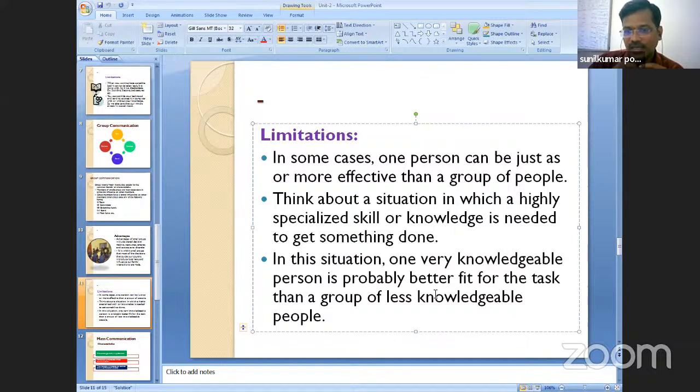The second limitation is, think about a situation in which a highly specialized skill or knowledge is needed to get something done. In this situation, one very knowledgeable person is probably a better fit for the task than a group of less knowledgeable people. Is it clear? Obviously, we know in a group some may be active, some may not be active. They accept whatever decision is taken by one or two people, either the chairman or the leading persons in the group. They accept it automatically. They do not have much knowledge.